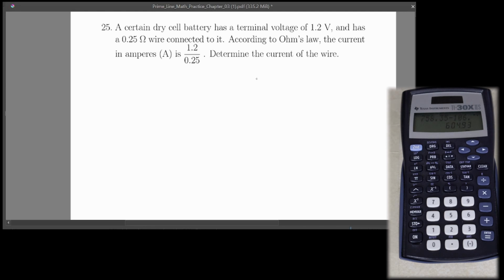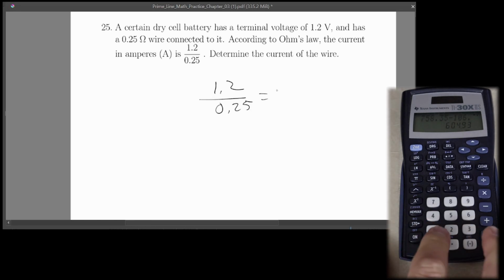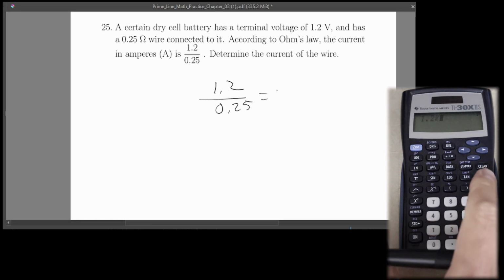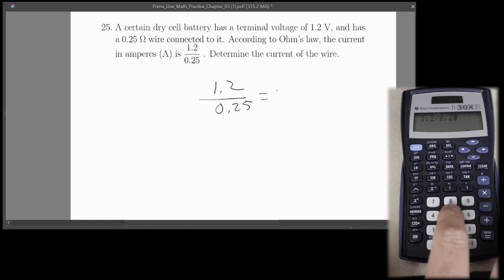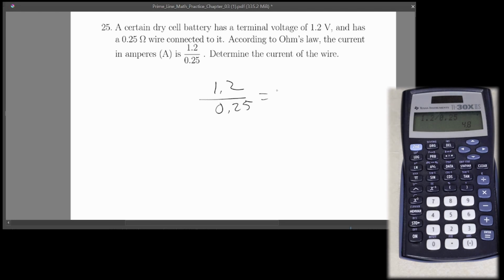Problem number 25. We have a voltage that has a certain resistor connected to it. With our values, we're going to calculate the current by dividing 1.2 by 0.25. So I'm going to take 1.2 divided by 0.25, and I get 4.8. And amps is what the units are for this one.